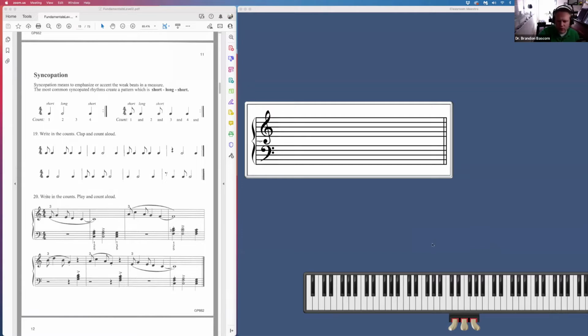In 4/4, we have strong, weak, medium, weak. So syncopation is putting the emphasis on a weak beat. Strong, weak, weak, strong, weak, weak, strong, weak, weak. Short, long, short, short, long, short is how this book shows it. So that's what syncopation is.